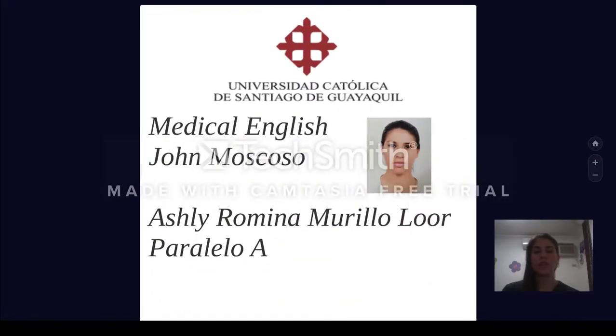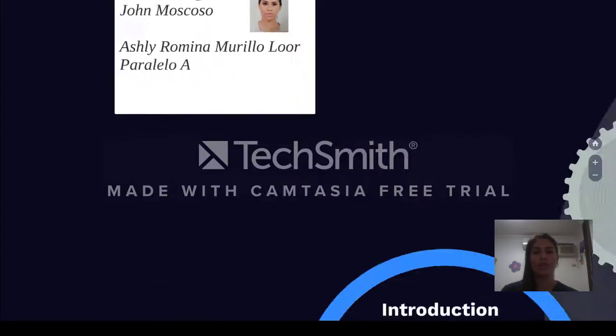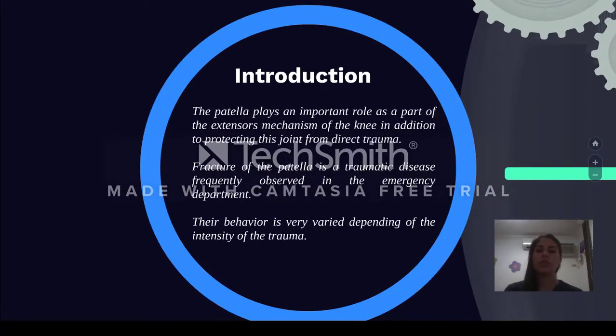My name is Romina Murillo and I'm going to talk about patellar fracture with a slip avulsion. The patella plays an important role as a part of the extensor mechanism of the knee, in addition to protecting this joint from direct trauma. Fracture of the patella is a traumatic disease frequently observed in the emergency department. Their behavior is very varied depending on the intensity of the trauma.